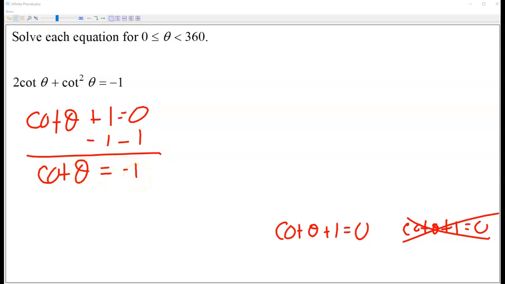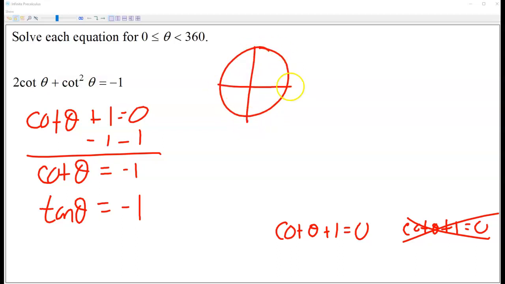The next step would be to take the reciprocal on both sides. And then, the reciprocal of cotangent is tangent, and the reciprocal of -1 is -1. Now we're going to look for where tangent of theta equals -1. That happens over here, and that is at 135 degrees. And the other one is over here at 315 degrees.